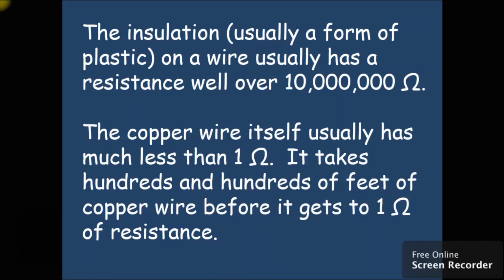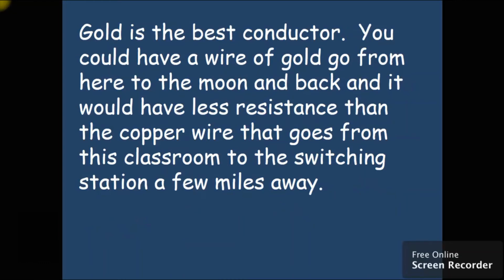The insulation, usually a form of plastic on a wire, usually has a resistance well over 10 million ohms. The copper wire itself usually has much less than 1 ohm of resistance. It takes hundreds and hundreds of feet of copper wire before it gets to 1 ohm. Gold is the best conductor in the world. You could have a wire of gold go from here to the moon and back, and that would have less resistance than the copper wire that goes from here in the class to the switching station a few miles away.